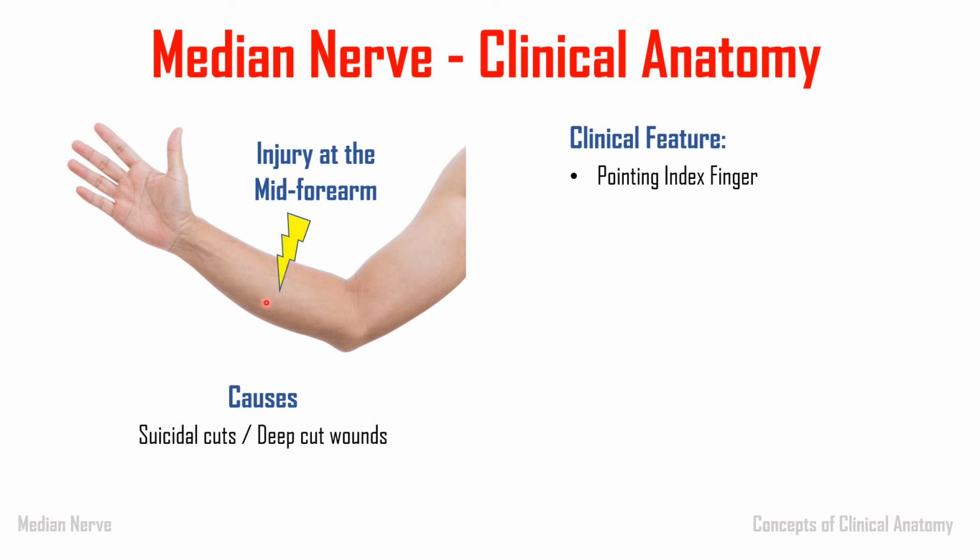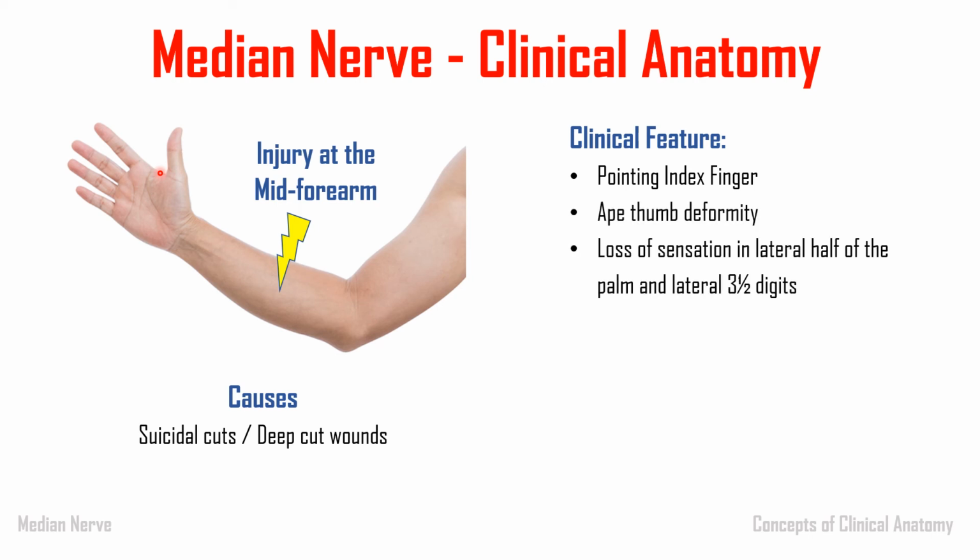So if the injury is proximal to that, it will lead to loss of flexion in the index finger. That leads to the pointing index finger deformity. Then again, the ape thumb deformity and the loss of sensation in the lateral half of the palm and the lateral 3.5 digits are the same as with injury at the level of the wrist.